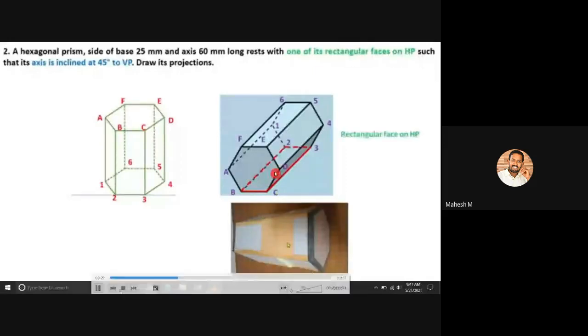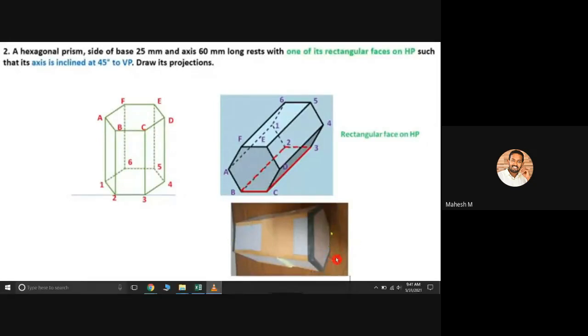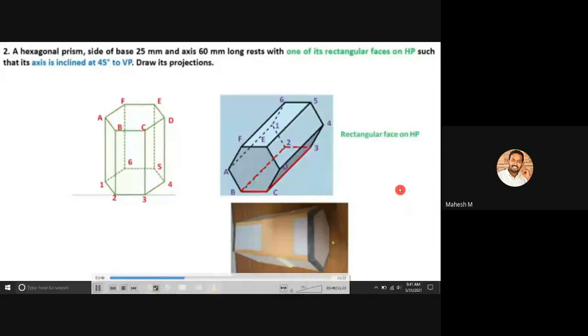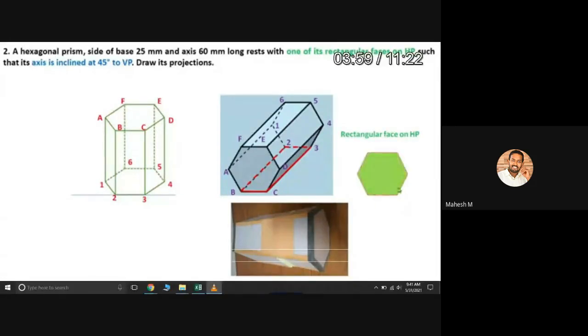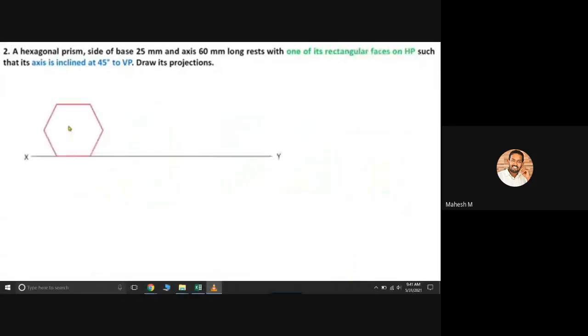So this is our condition. Here we are looking from the top view position. Okay, so the hexagonal prism is kept on a table. That means any one of the rectangular face is touching the table. So the table is our horizontal plane. Okay, the table is our horizontal plane. So you can create your diagram like this. So your top view should be like this. Okay, so next you have to name these 6 corners with your notation.